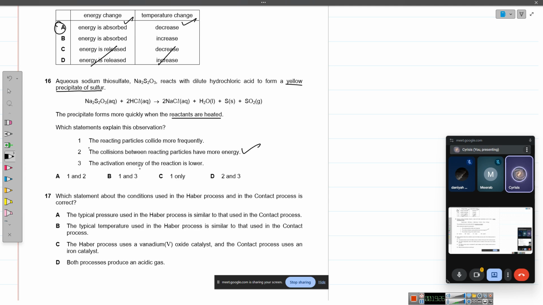The activation energy of the reaction is lower. That is not possible because Ea is only reduced by a catalyst, right? So this option is out of the window, right?